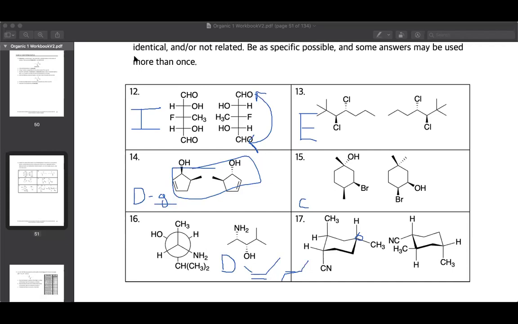Wait, what is Lauren saying? Yeah, Caroline, I was just basically saying that. And Lauren, so if you flip a line angle, you have to change wedge dashes.